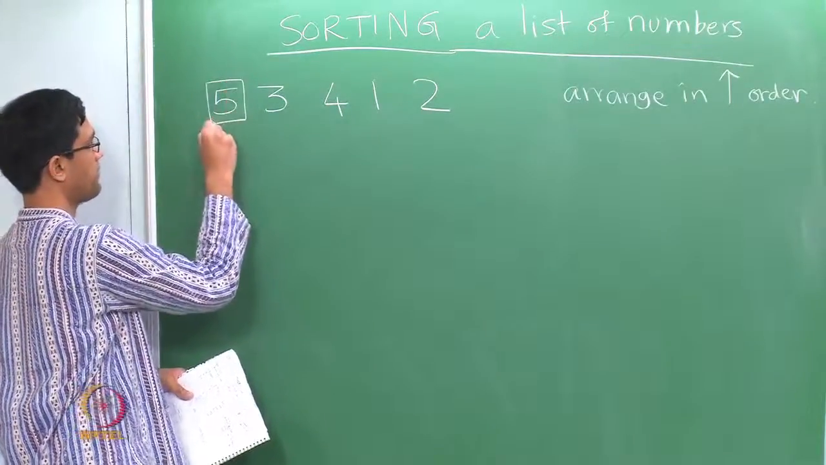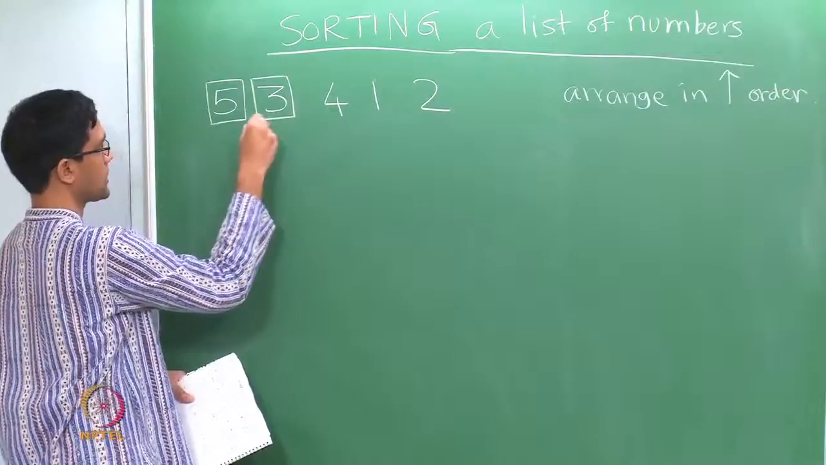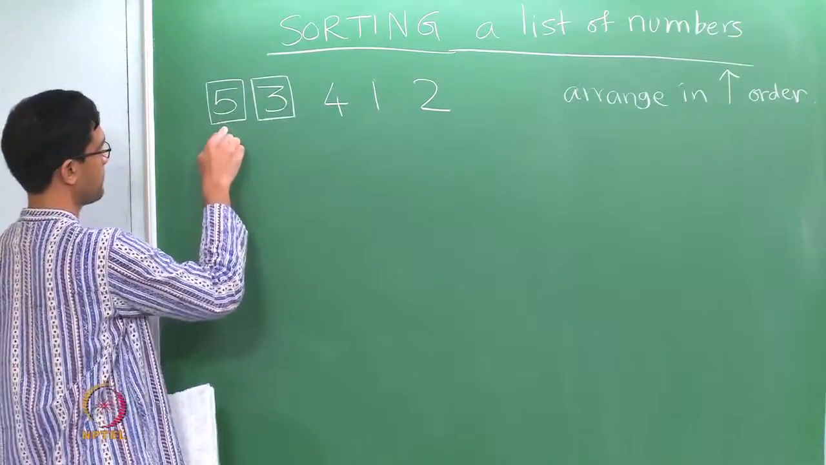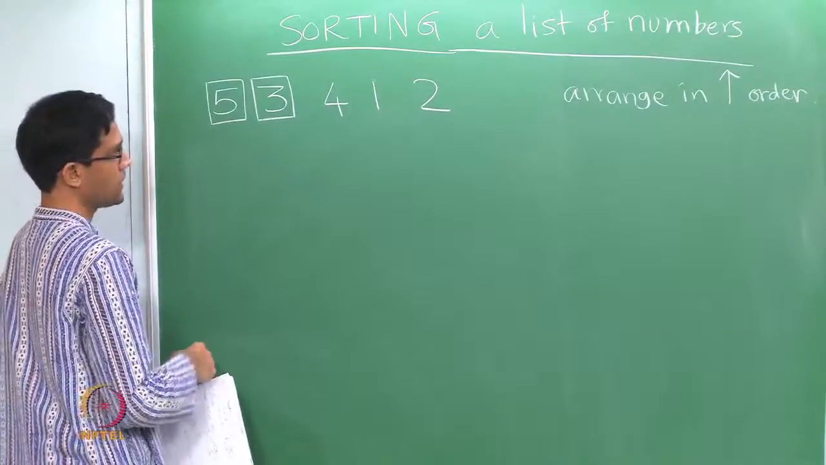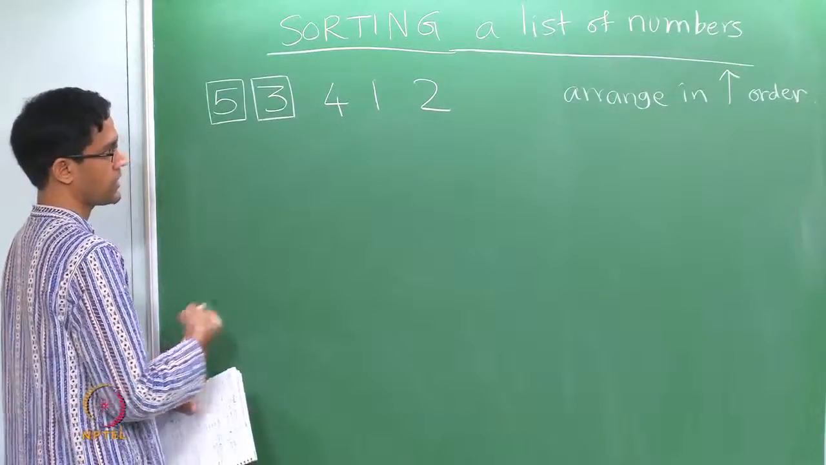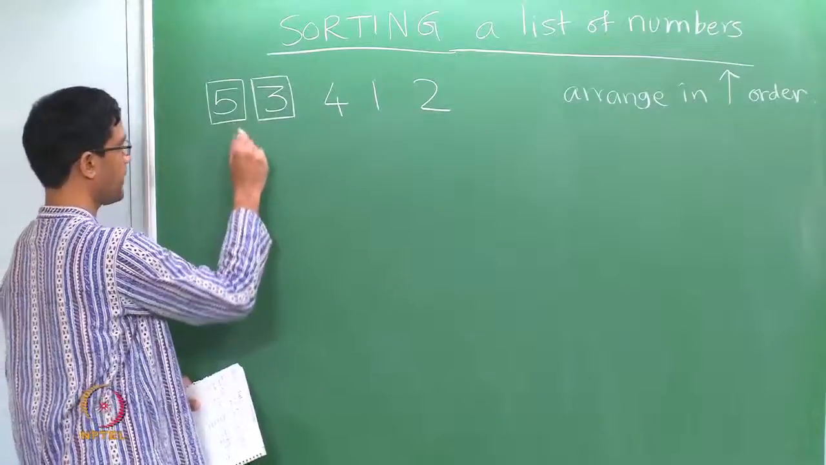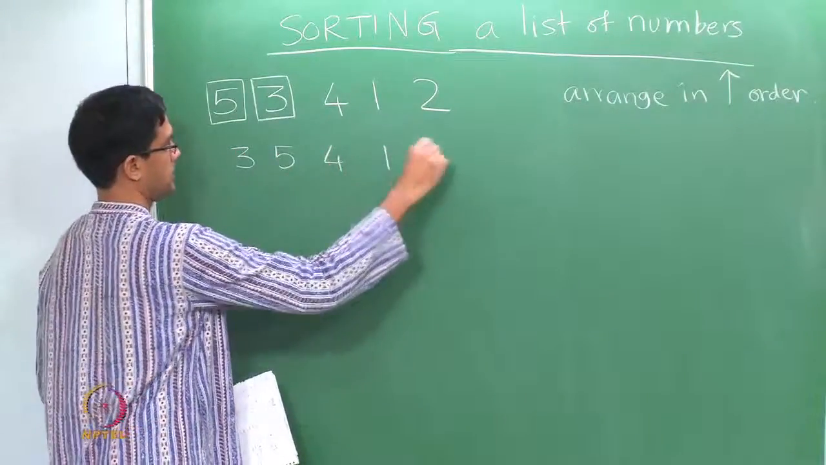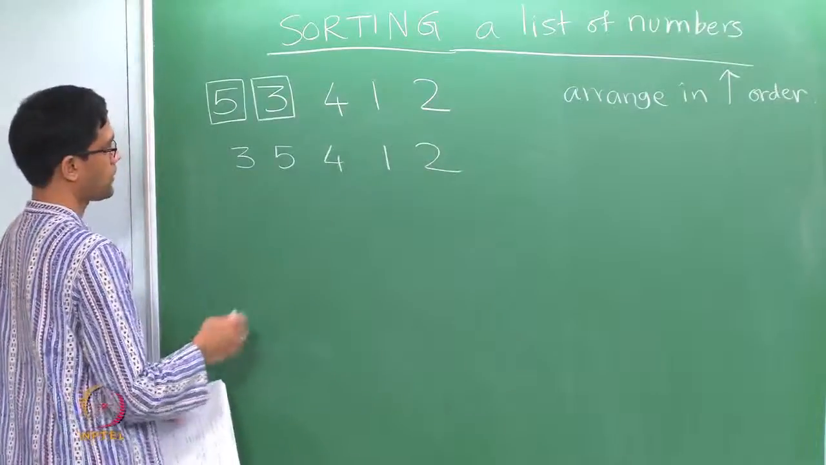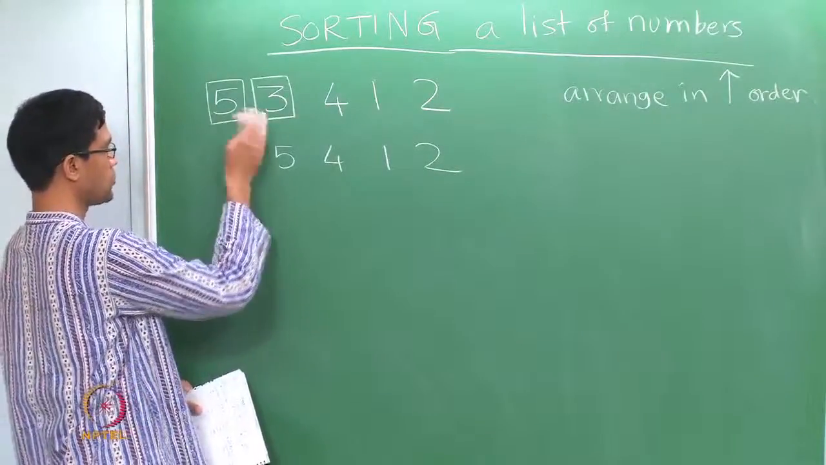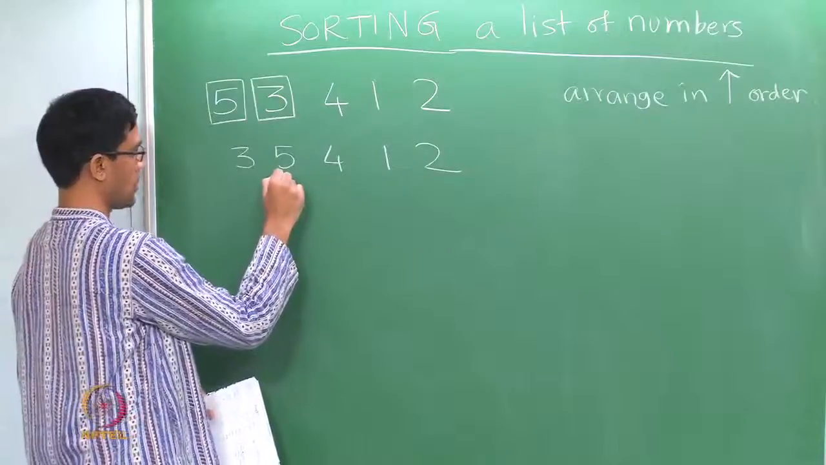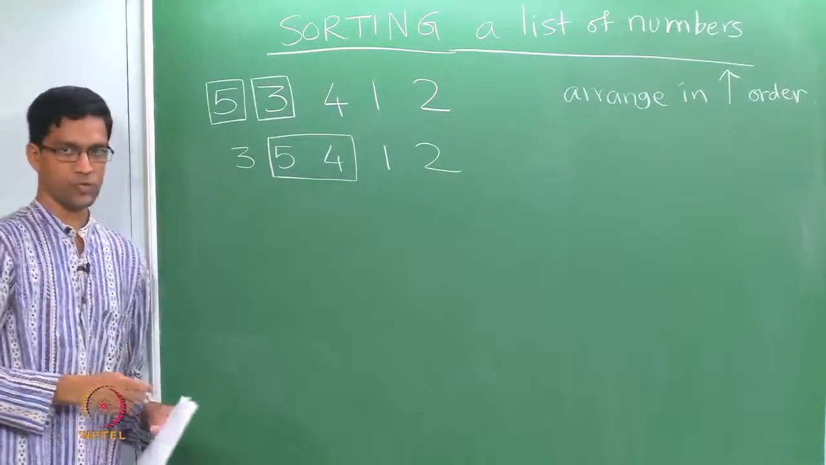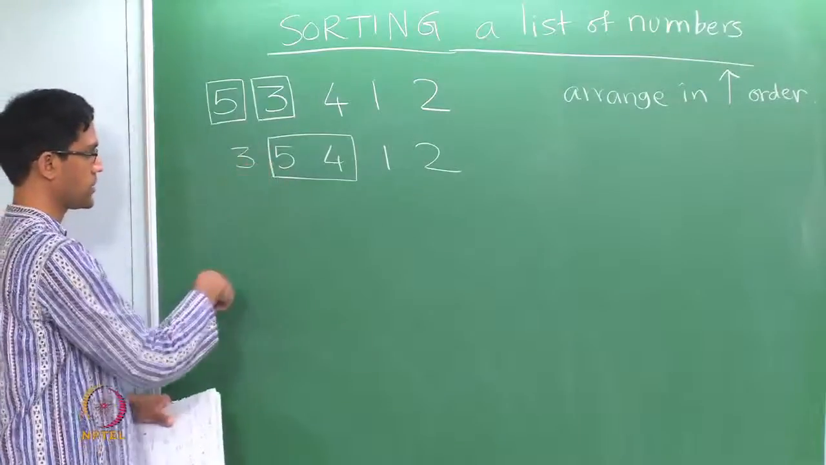So you take 5 and 3, you take the first two numbers in the list. If they are in the wrong order, which means that the first number is larger than the second, then you swap them because you want them in ascending order. So you swap them provided they are in the wrong order, they are in descending order. So the first two have now been taken care of. So now you move on and compare the next two numbers in the new list.